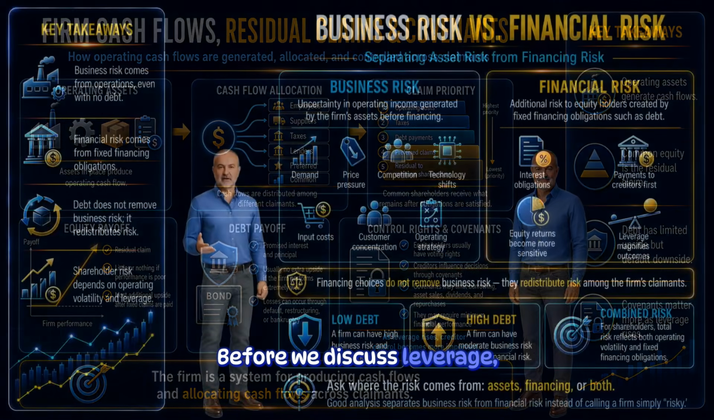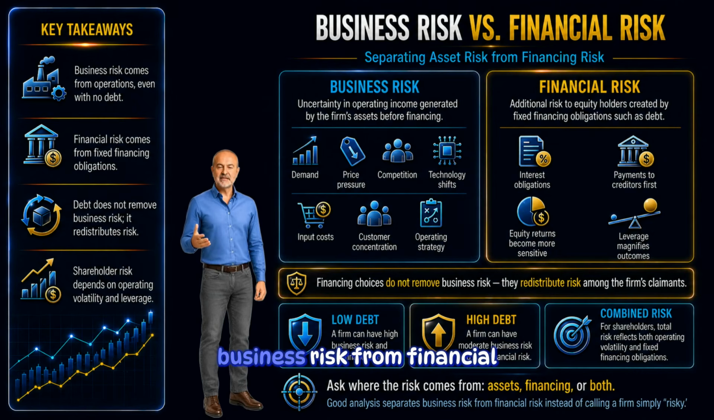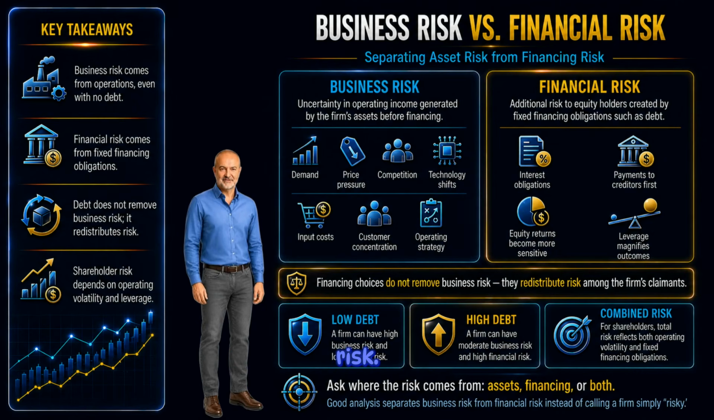Before we discuss leverage, we need to separate business risk from financial risk. Business risk is the uncertainty in the operating income generated by the firm's assets before we consider how they are financed. It comes from the business itself. Demand may change, prices may fall, competition may increase, technology may shift, input costs may rise, customers may become more concentrated.